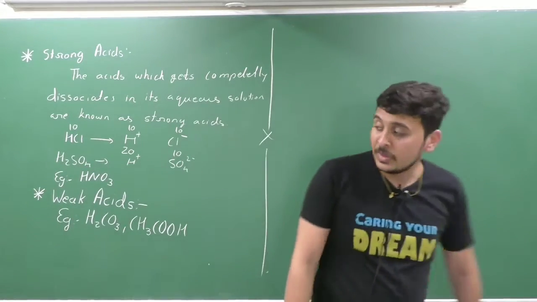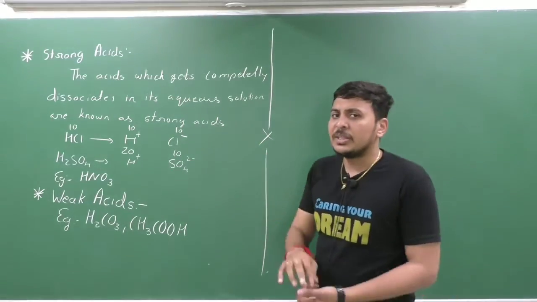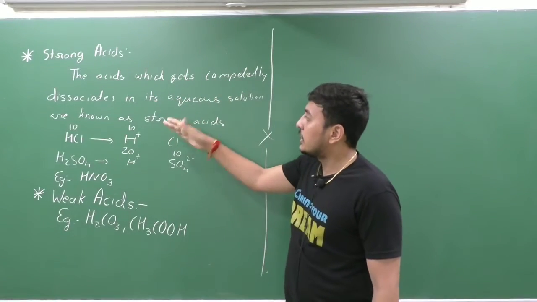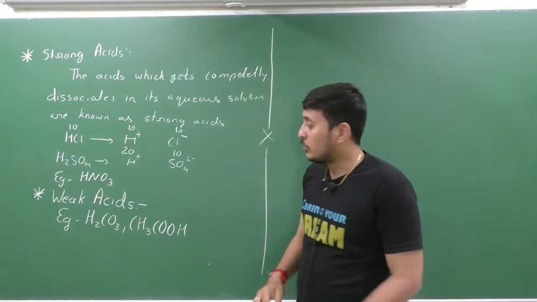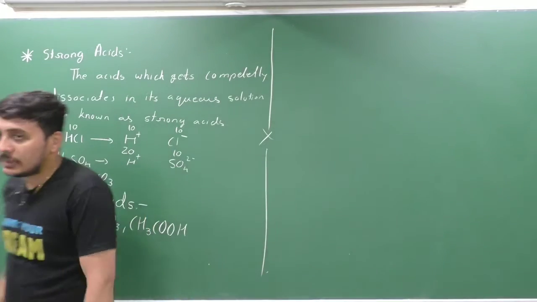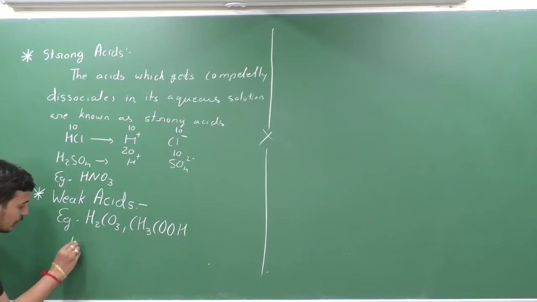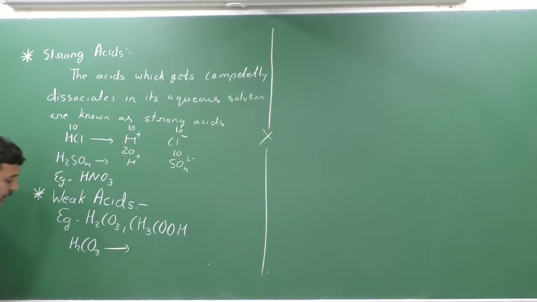Clear? So strong acids, weak acid, the one in the same definition. There is a slight change in the definition. The acids which get completely dissociate are known as strong acids. The acids which do not get completely dissociate. What do we mean by do not get completely dissociate? For example, I am adding H2CO3 into the water. Suppose I have 10 H2CO3.